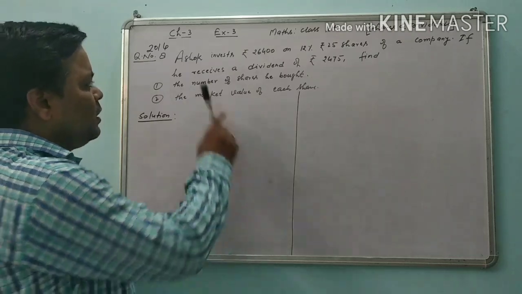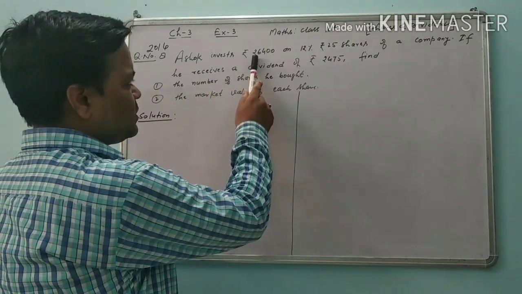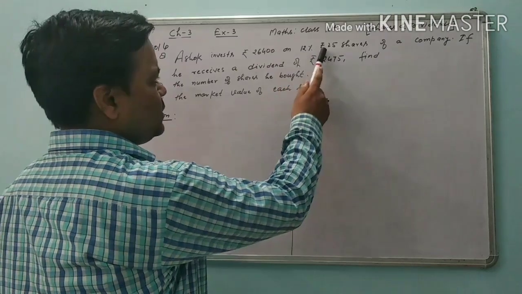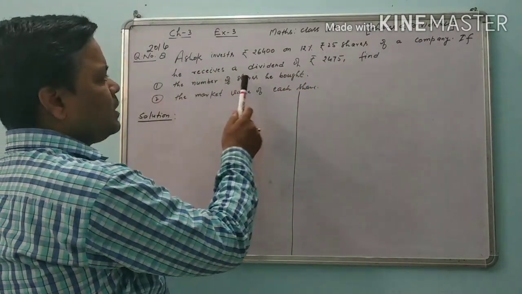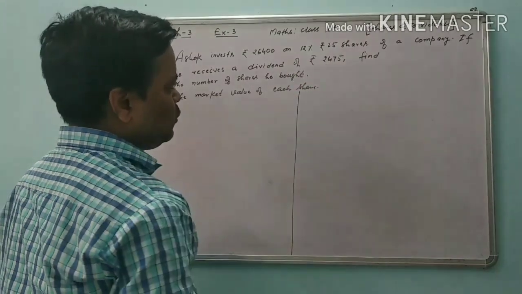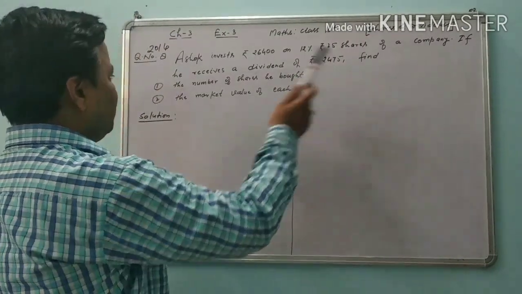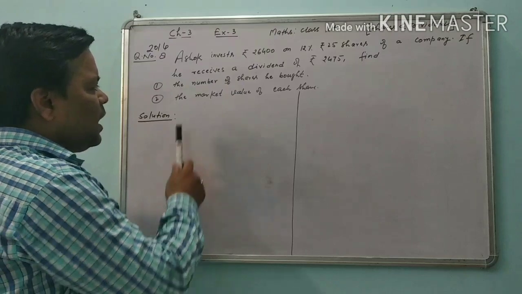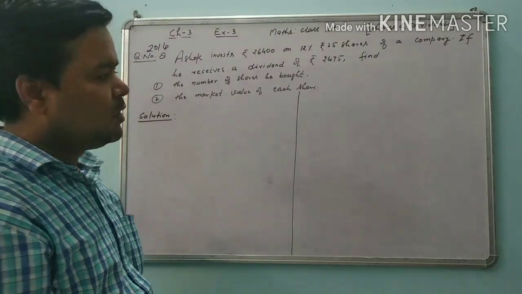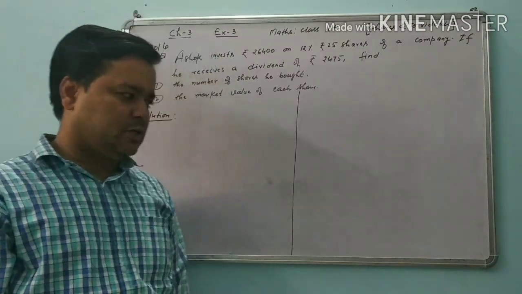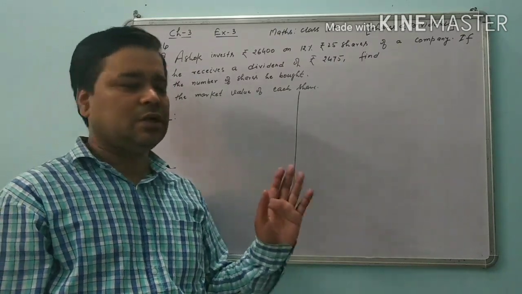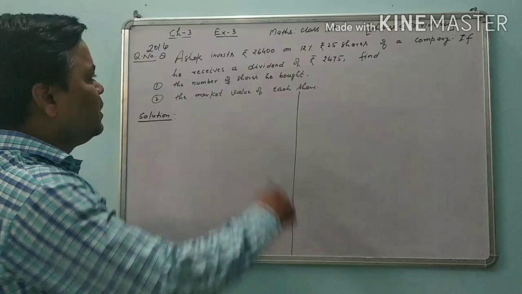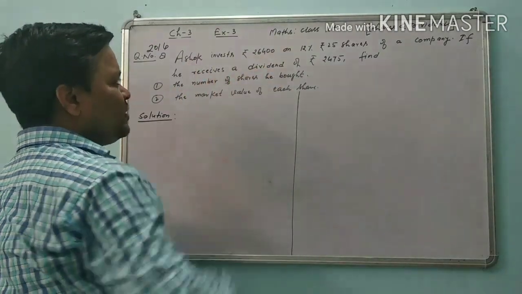Here the question is: Ashok invests rupees 26,400 on 12% rupees 25 shares of a company. If he receives a dividend of rupees 2,475, then find the number of shares he bought and the market value of his shares. So first of all, before solving the question, we should find what is given in the question.